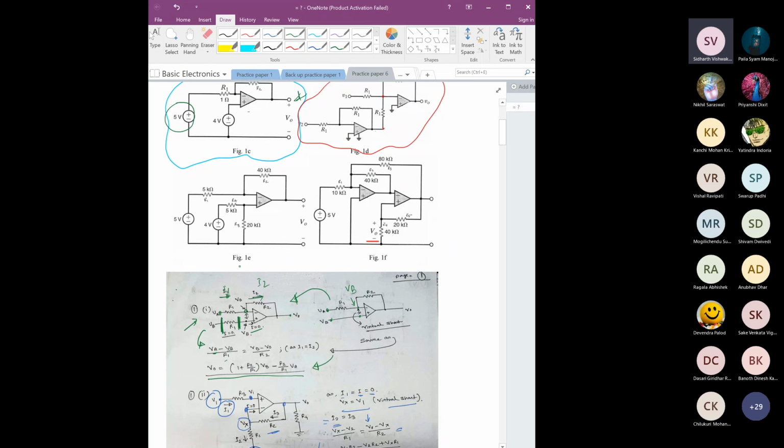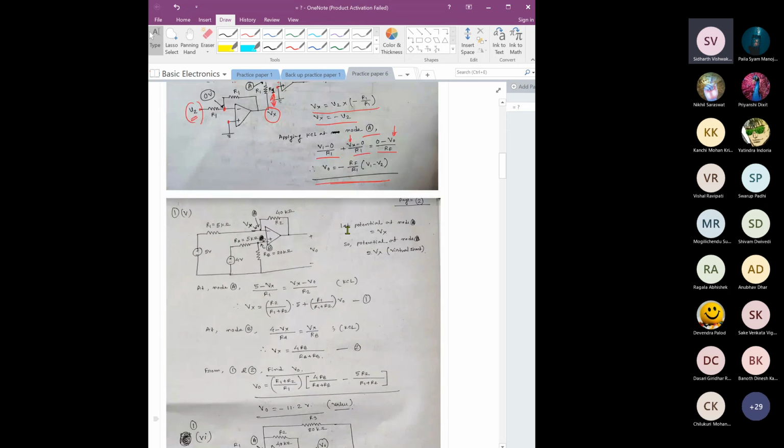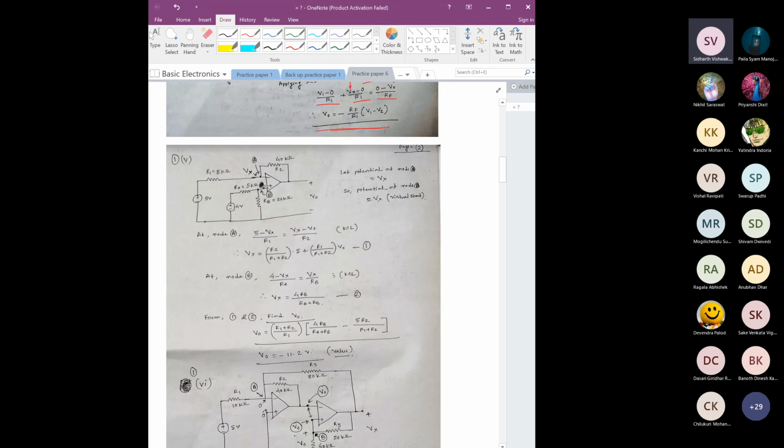Number five is figure 1E. Here you can see this 5 volt is connected in this configuration. Again negative feedback is there. With a resistance of 5 kilo ohm, it has been connected to this terminal, and the 4 volt has been connected to this. Here we have two resistances RA and RB, and we have to find the output voltage. So this is that question.